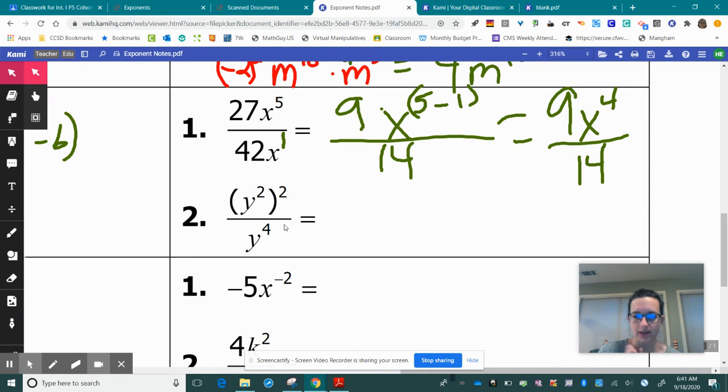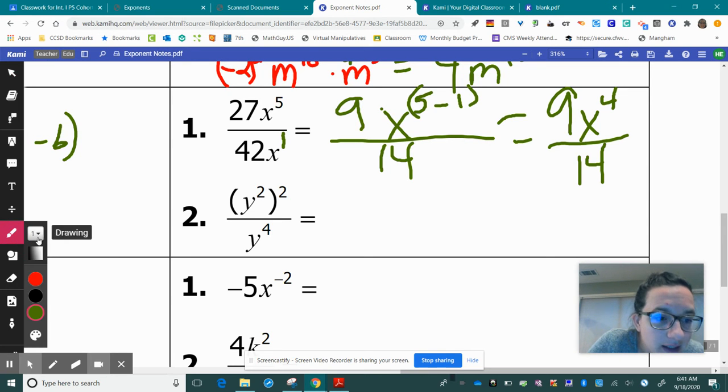We have a few different things happening here. We have y squared to the squared, all divided by y to the 4th. Order of operations, we have to do our grouping symbols first, so we're going to group that numerator together. So we're going to do our power rule first, and then use our quotient rule. So again, we're mixing some of the rules from above.